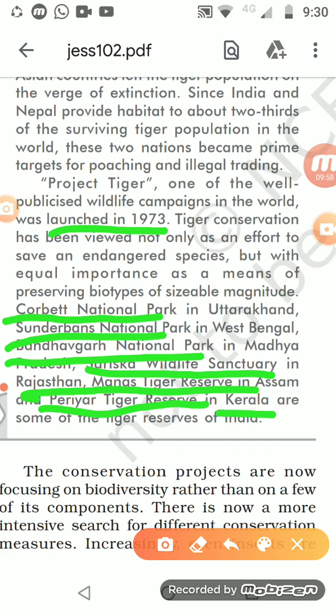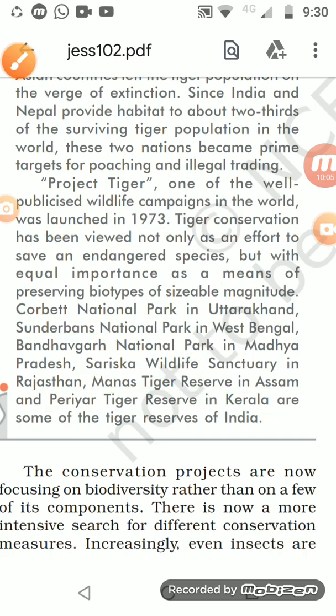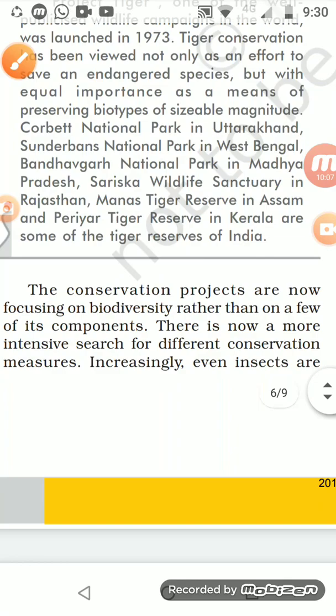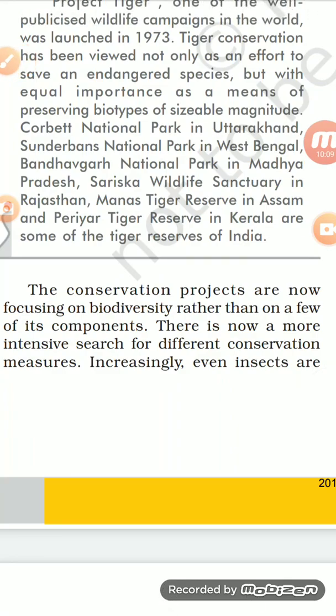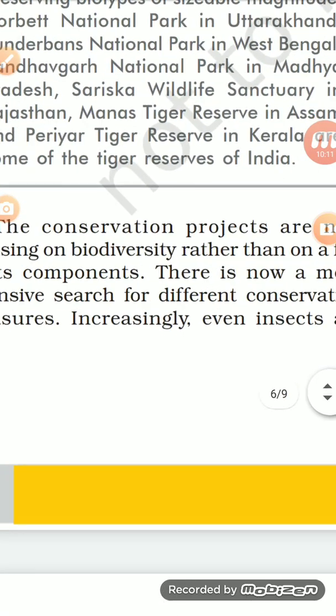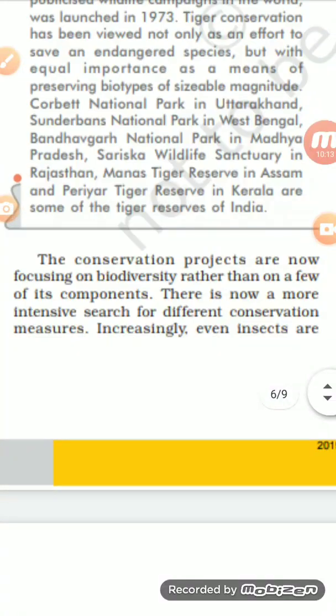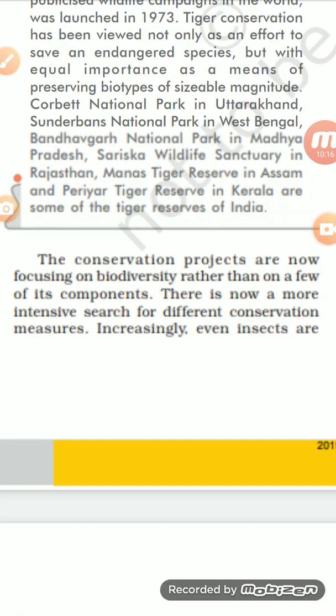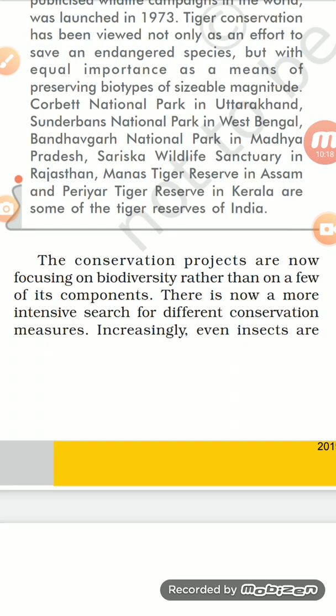Again, I am telling you, children, remember at least two. Got it? So try to remember at least two of these wildlife sanctuaries. Conservation is very important, and we have taken the example of how to do the conservation. That is a big question: how do we do the conservation, and what are the efforts taken by the government?